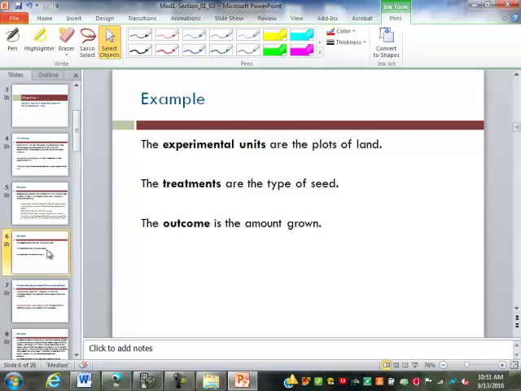So the experimental units are the plots of land, not the seeds themselves, but the plots of land. That's what we're testing, the yield of crop from each plot of land. The treatments now are the types of seeds. Everything on the plot of land is being held the same: type of soil, how much water, how much fertilizer they get, what's worked with the soil is held the same. What's different from each experimental unit to the next is the type of seed that is put into it. So that is our treatment. And then, of course, the outcome is the amount of growth in each plot.